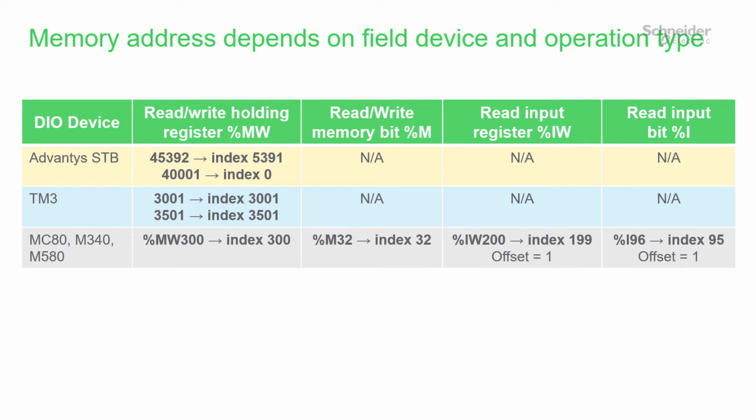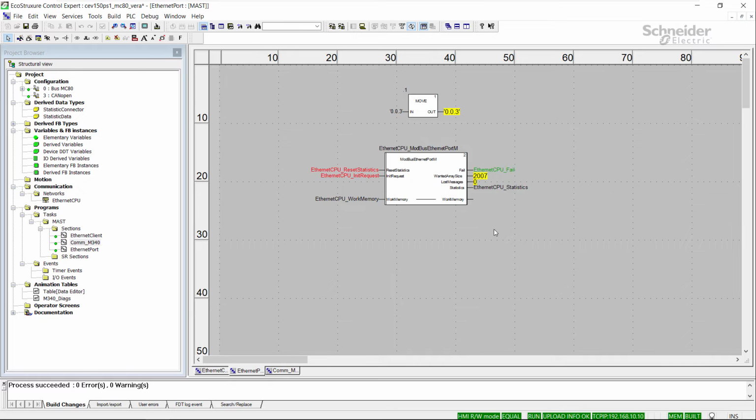Secondly, when reading input words or bit registers, which are %IW and %I registers in the Modicon controllers, you will need to subtract an offset of 1 to obtain the index to be transferred to the memory address input of the GPL function block.